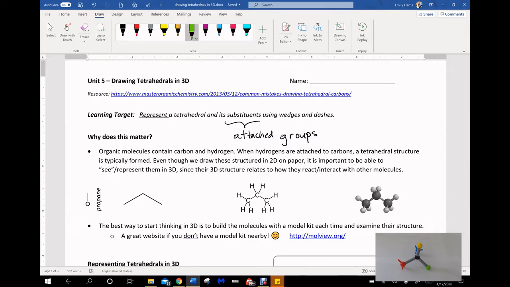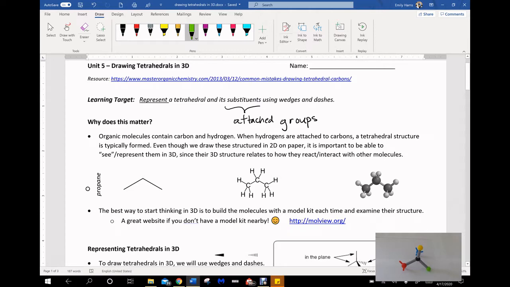And so some of the illustrations and things I'll be using are from masterorganicchemistry.com. And so definitely check that out if you want to. Make sure to give credit where credit is due. All right, so let's get started.